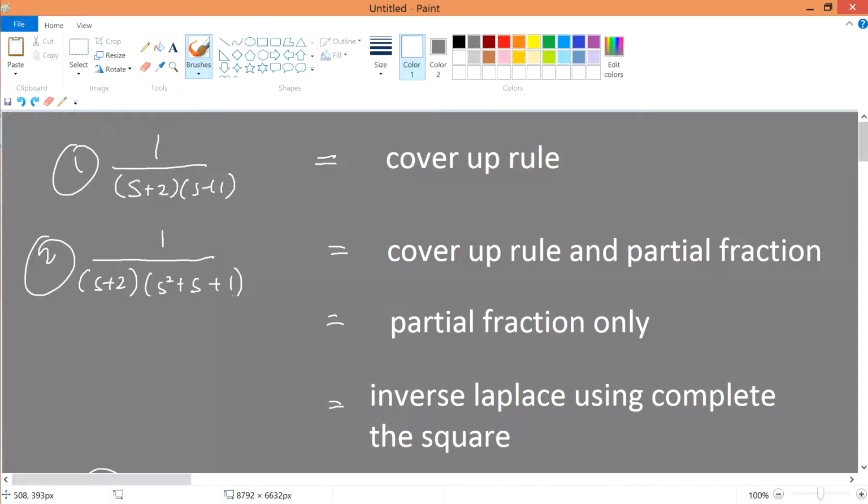And what about this term? If you have this type, s squared plus s plus 1, and it cannot be rewritten in this form, because sometimes this can be rewritten. For example, s plus 2 and s plus 1 become s squared plus 3s plus 2. So this form can be rewritten into this form.